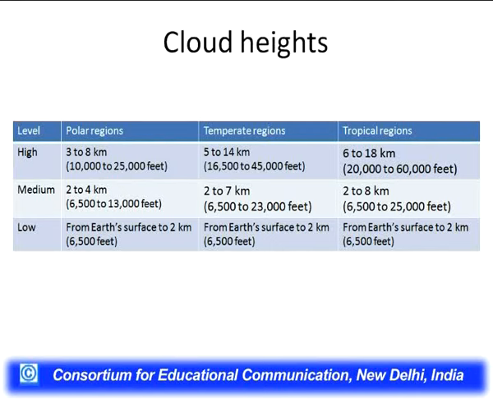We can see here in polar regions the cloud height varies between 3 to 8 kilometers or from 10,000 to 25,000 feet, while in temperate regions it varies from 5 to 14 kilometers or 16,500 to 45,000 feet, whilst in the tropical region it varies from 6 to 18 kilometers or from 20,000 to 60,000 feet, and this is for the category of higher level clouds.